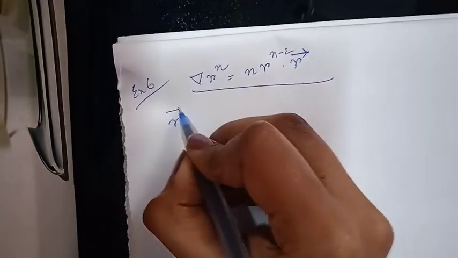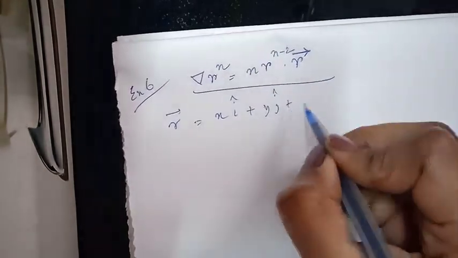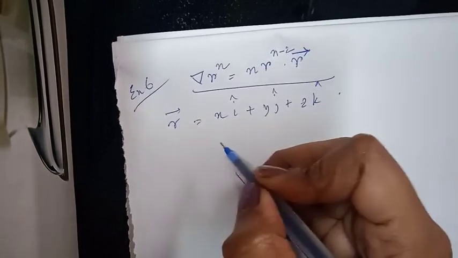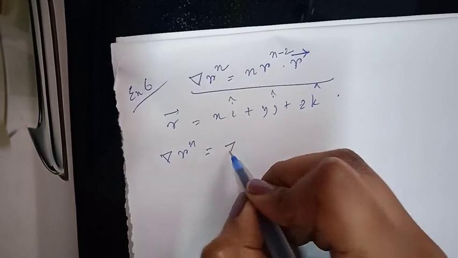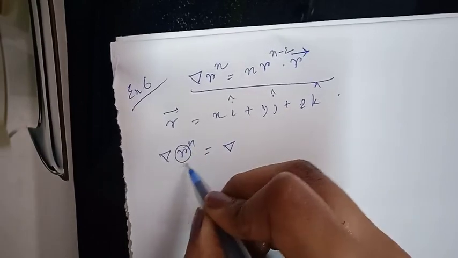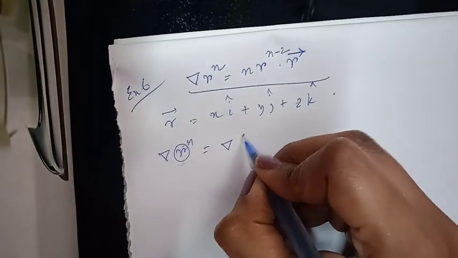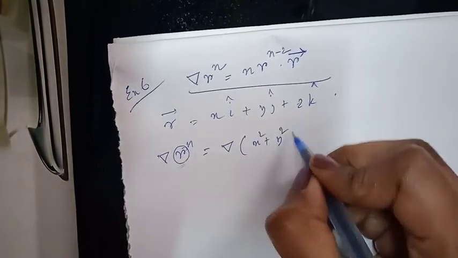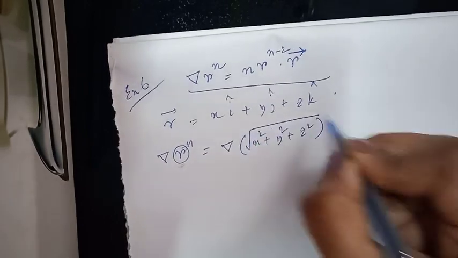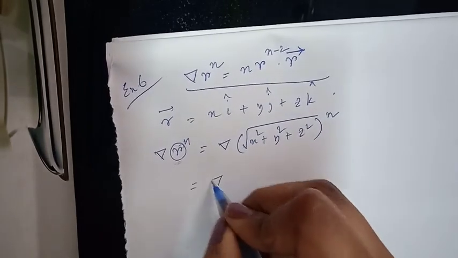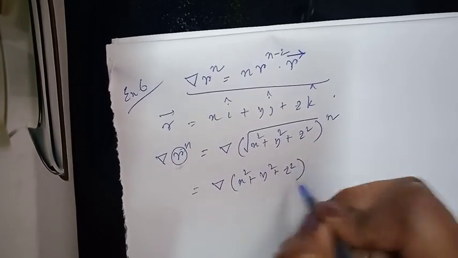Let's say r vector is xi cap plus yj cap plus zk cap. Start with the left hand side, nabla r to the power n. That means nabla of this r, only single r. Okay, that means this is modulus of r. So r vector's modulus is root over x square plus y square plus z square, right? So root over, whole to the power n. That means grad of x square plus y square plus z square, whole to the power n by 2.